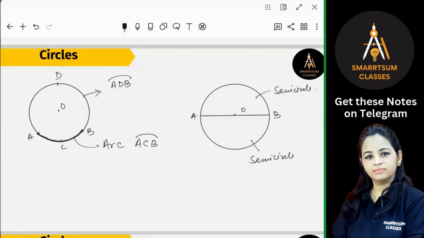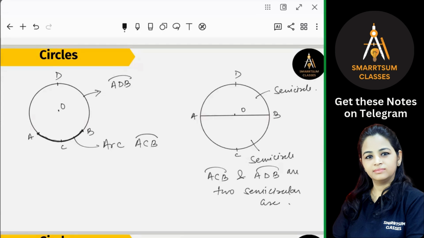A semicircle can also be described like this: a diameter of a circle divides it into two equal arcs. Then each one of the arcs is called a semicircle, right? So if we take a point C here and a point D here, then ACB and ADB are two semicircles, semicircular arcs, right? So what are these? These are two semicircular arcs. Okay. We can also measure the degree measure of an arc, right?